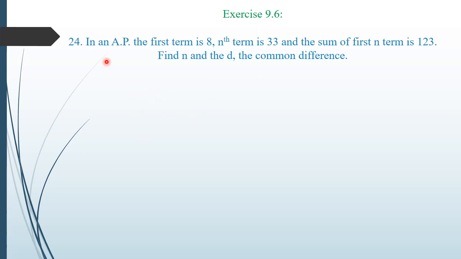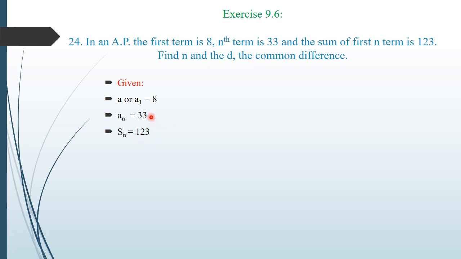Next question is question number 24, and it says in an AP the first term is 8, the nth term is 33, and the sum of first n terms is 123. Find n, that is the number of terms in this AP, and also the common difference D. First, let us note down all the given data. First term, that is A or A1, is equal to 8. Then he has given us an, that is the nth term, is equal to 33, and the sum up to this nth term is equal to 123.